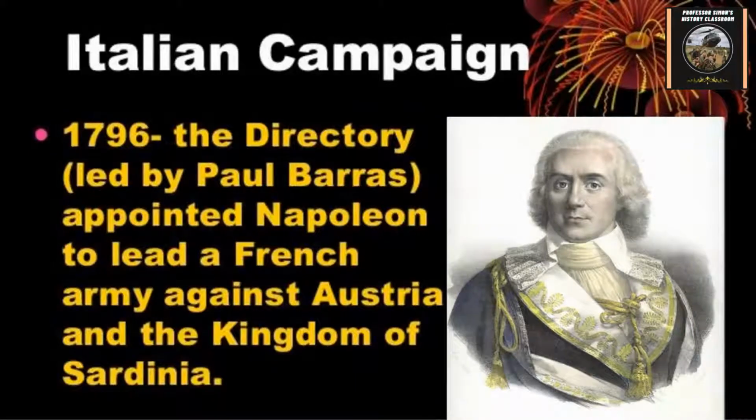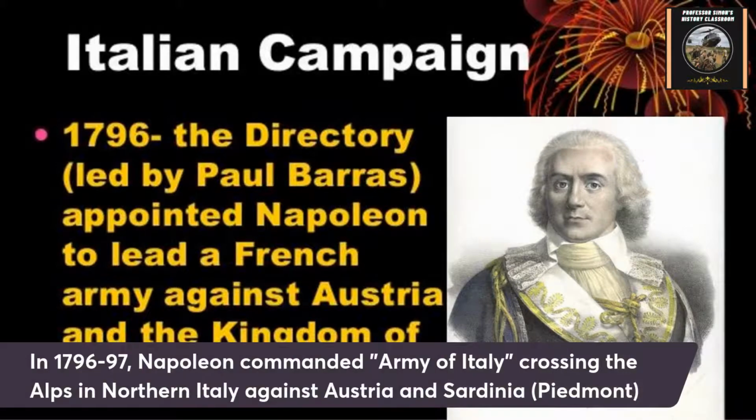Right, let me talk about what happened next. Napoleon was then given command of a new army to fight in the French Revolutionary Wars, which I think Paul Barras was behind, on that picture on the right. He was commanding the Army of Italy from 1796 to 97, and he used this army to cross the Alps into northern Italy and fight against Austria primarily.